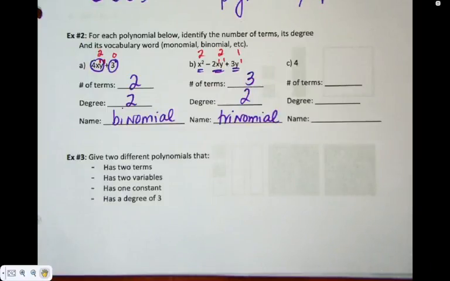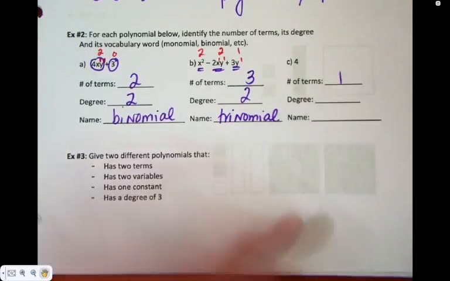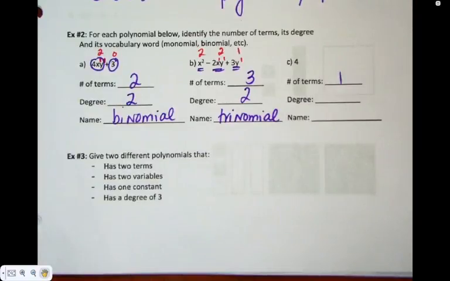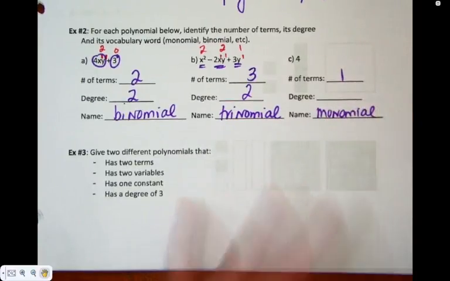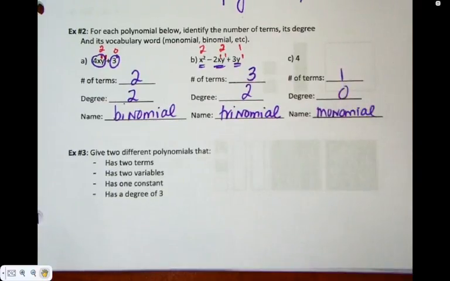4. You learned 4 when you were about 2. Who knew it had all these words attached to it? Number of terms. 1, because it's all we see. It's just a 4. So what's its name? Monomial. The degree. Well, if it doesn't have a variable, I already told you in part A, what's the degree of anything that doesn't have a variable? It's 0. It's called a 0-degree polynomial.